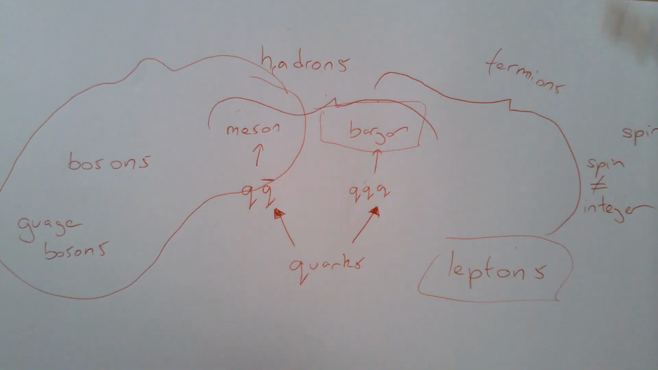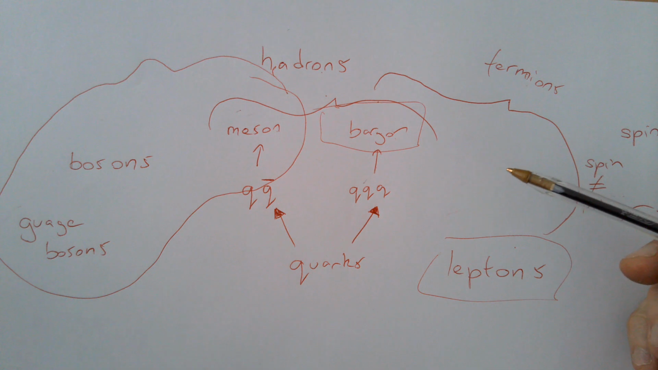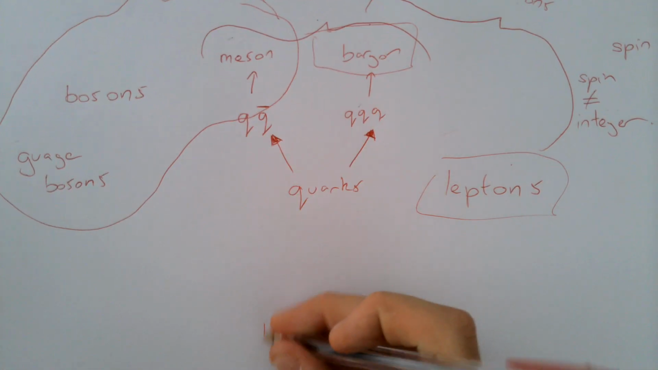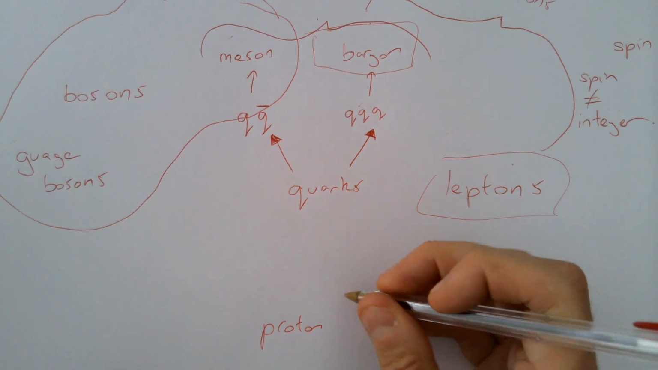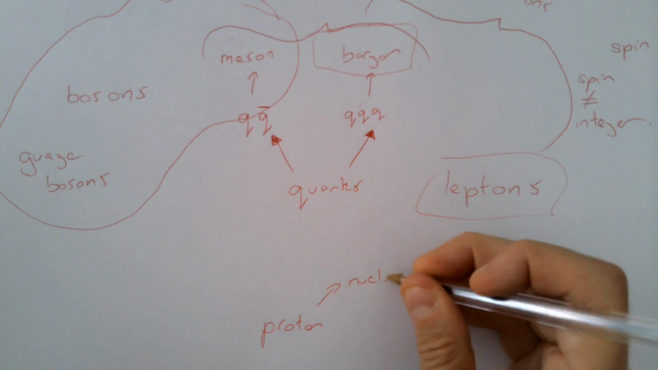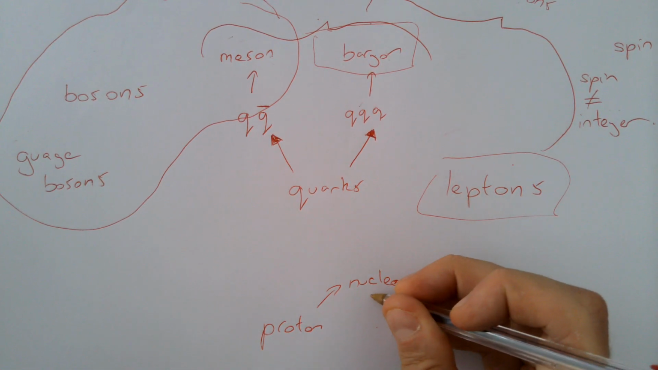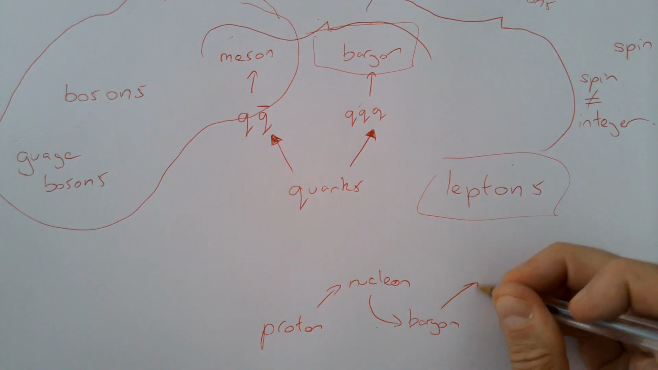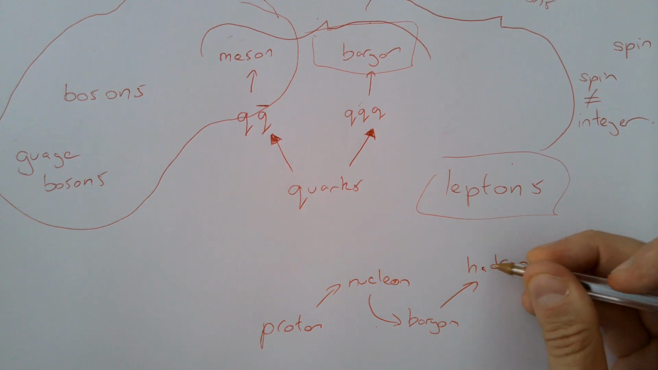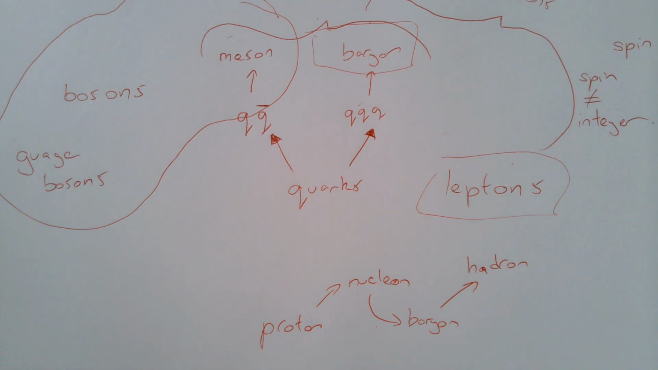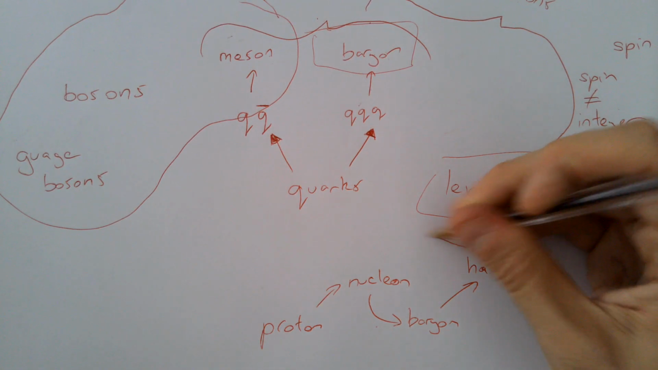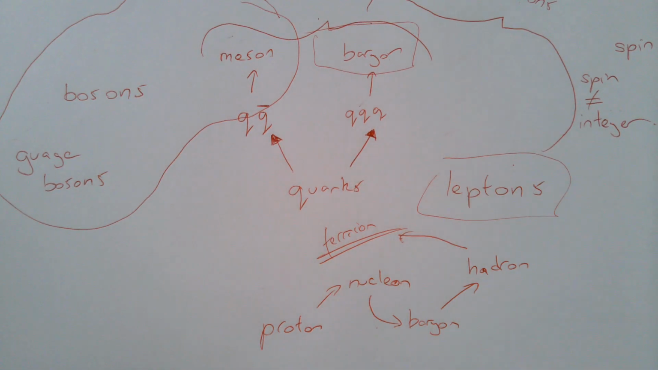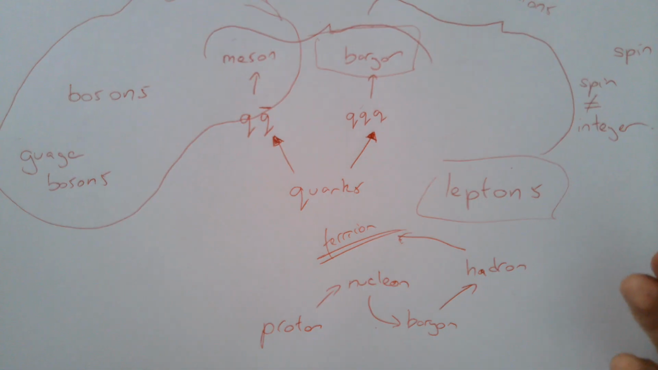Okay? So we can start to cross over a bunch of these terms. If we want to talk about a proton, for example, what is a proton? Well, it's a nucleon because it's found in a nucleus. It's also a baryon because it's made of 3 quarks. It is also a hadron because it's made up of quarks and is under the influence of the strong interaction. It is also a fermion because its overall spin is not an integer.